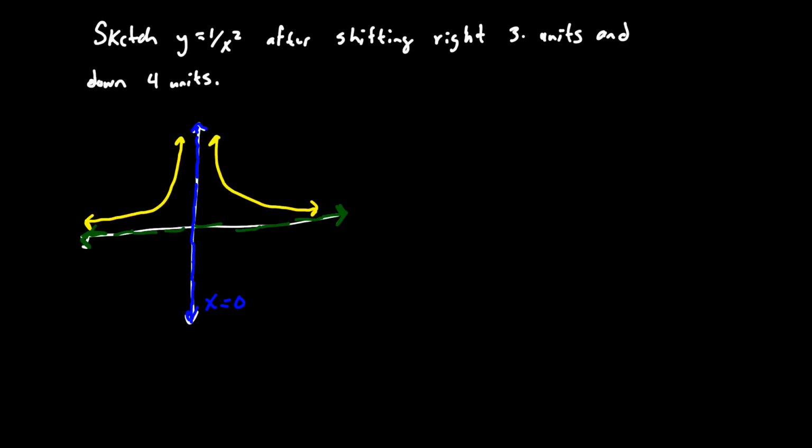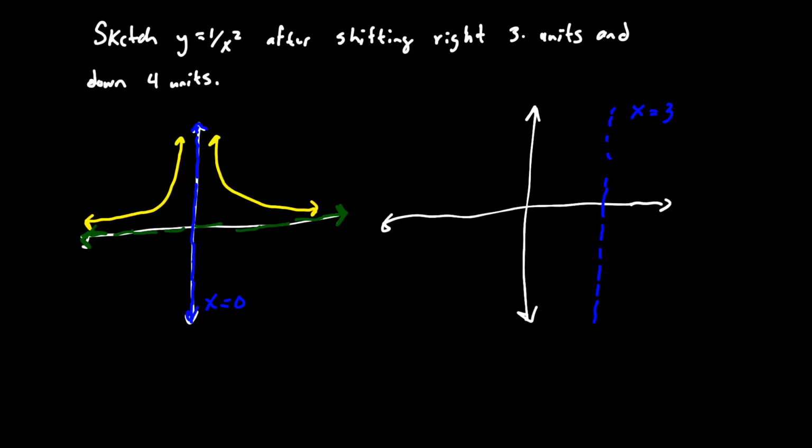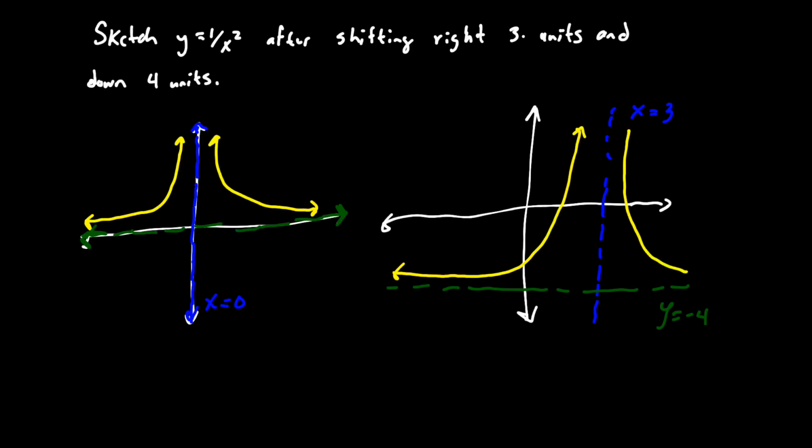Then, if we're shifting the graph right 3 units and down 4 units, we'll also be shifting our horizontal and vertical asymptotes by the same amount. That means we'll have a vertical asymptote at x is equal to 3, and we'll have a horizontal asymptote at y is equal to -4. Then the shape of our graph is going to look exactly the same, which means our graph will look something like this. And we're done.